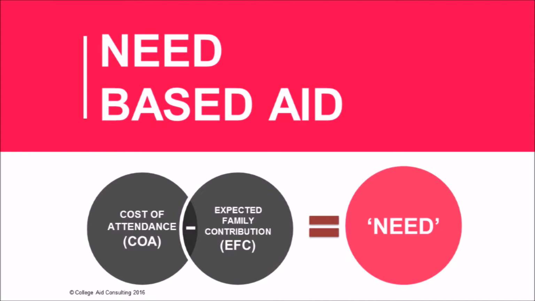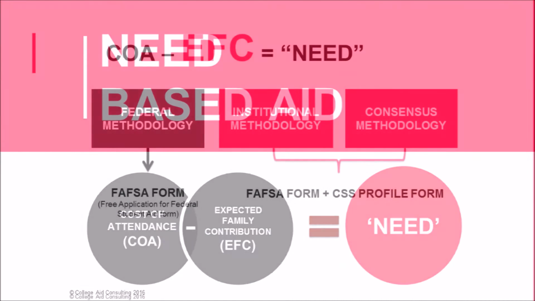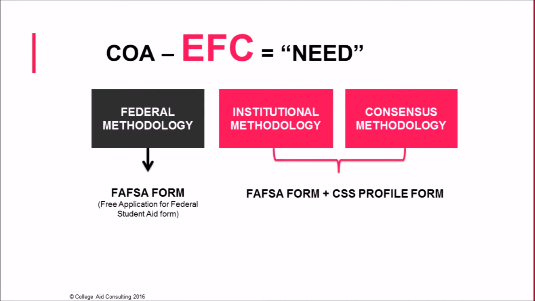It's important to note that the cost of attendance for financial aid purposes includes tuition, fees, books, room and board, transportation, and pocket money for the school year. Most families don't realize it, but they can have multiple EFCs because different colleges use different formulas. The federal EFC is based on the information collected on the FAFSA form, the Free Application for Federal Student Aid.